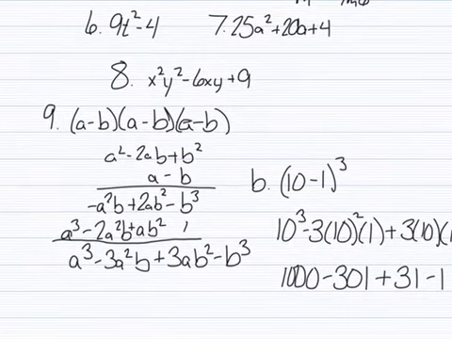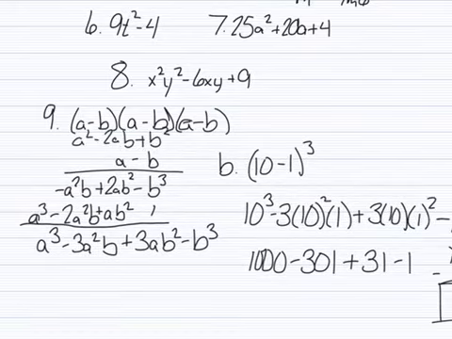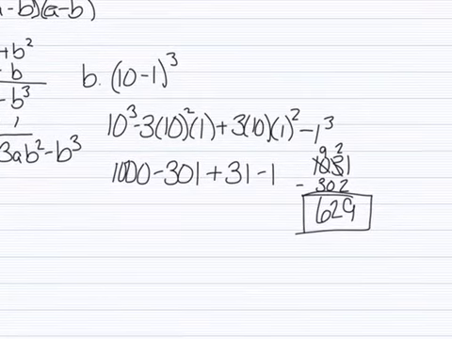Number 9 asked us in the first part to prove that a minus b to the third power is equal to a cubed minus 3a squared b plus 3ab squared minus b cubed. You can see the work for it there. And then it asks us to use that to find the value for 9 to the third power. So instead of writing 9, I wrote 10 minus 1 to the third power, and you can see the work there. You should get 729.